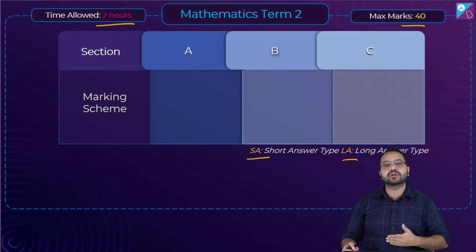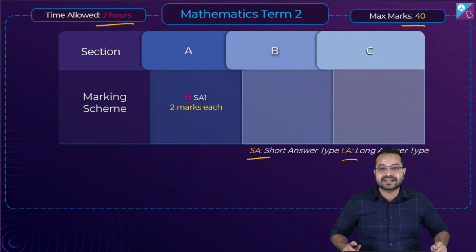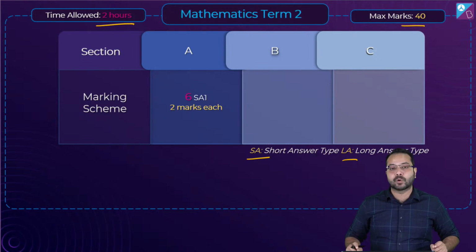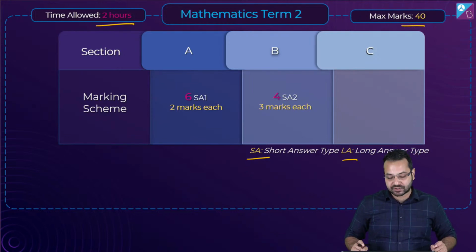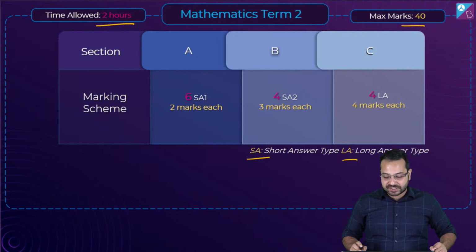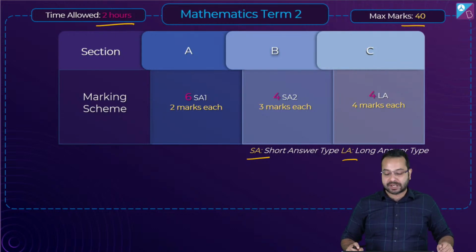Okay, so let's go section wise. In Section A, there are going to be 6 short answer type questions and they're going to carry 2 marks each. In Section B, there are going to be 4 short answer type questions and they're going to carry 3 marks each. And in Section C, we're going to have 4 long answer type questions and they're going to carry 4 marks each. Is that correct?